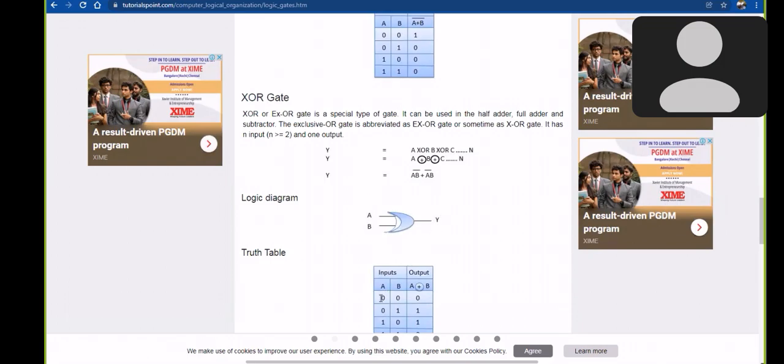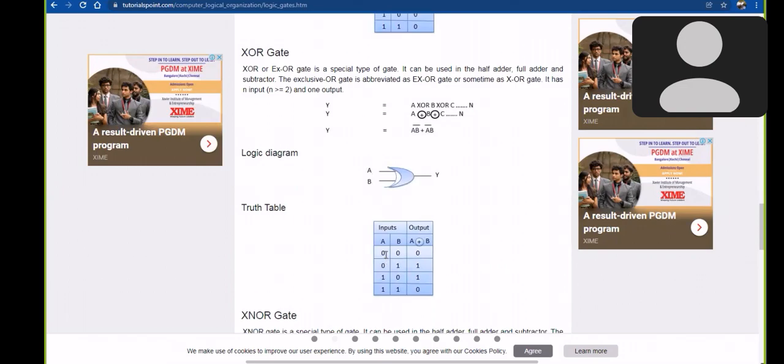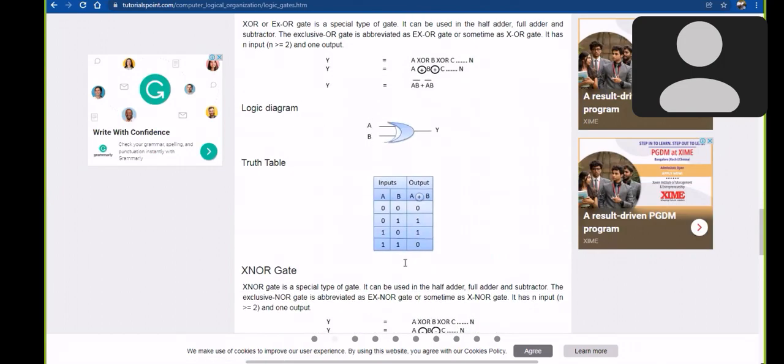How it comes out: when one input is 0 and another is 0, then A XOR B is 0. When A is 0 and B is 1, A XOR B is 1. When A is 1 and B is 0, A XOR B is 1. But when both are 1, it gives you 0. That is the XOR truth table.